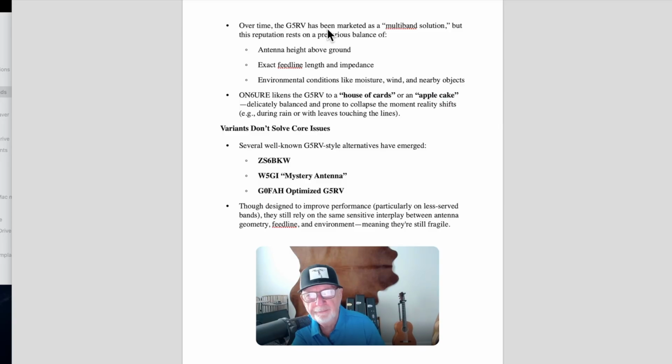Here's a summary. Over time, the G5RV has been marketed as a multi-band solution, but this reputation rests on a precarious balance of antenna height above ground, exact feed line length and impedance, environmental conditions like moisture, wind, and nearby objects. ON6URE likens the G5RV to a house of cards or an apple cake, delicately balanced and prone to collapse the moment reality shifts, like during rain or even leaves touching the lines.